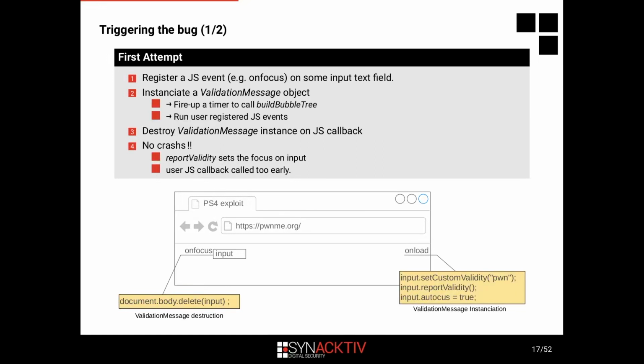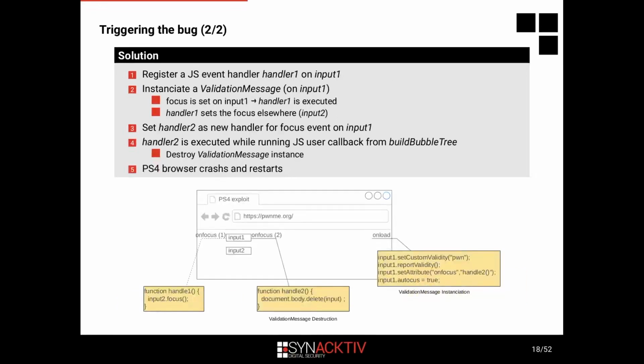Actually, the report validity method sets the focus on our input field, which triggers our JS callback too early. So in our second attempt, we decided to use two input fields, input 1 and input 2. On the first input, we register a JS handler, handler 1, that will simply set the focus elsewhere. Then we make a call to report validity that will instantiate our target object. Report validity will set the focus on input 1. Our handler 1 is executed.